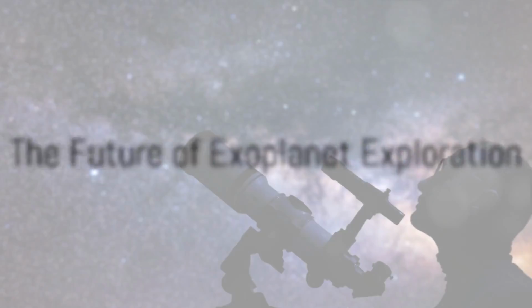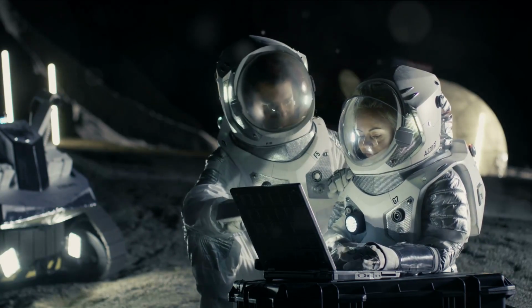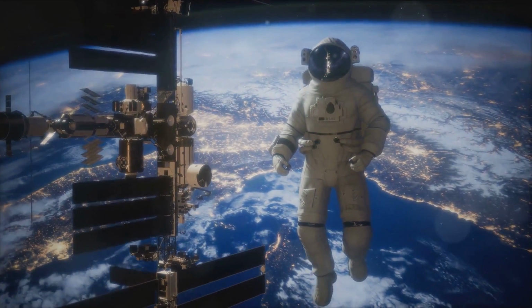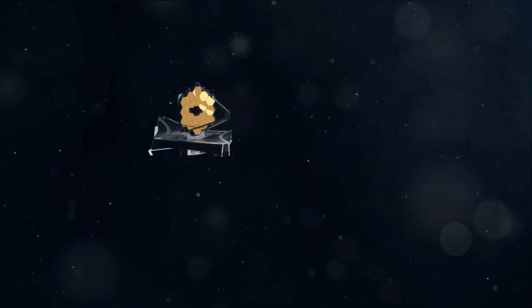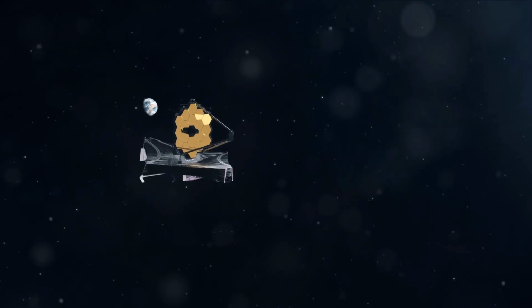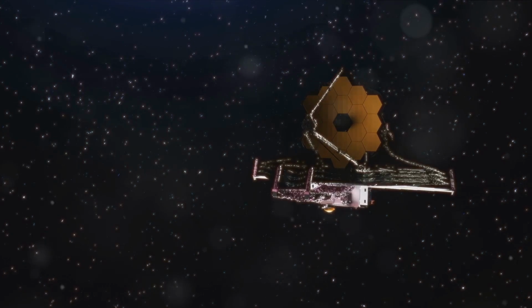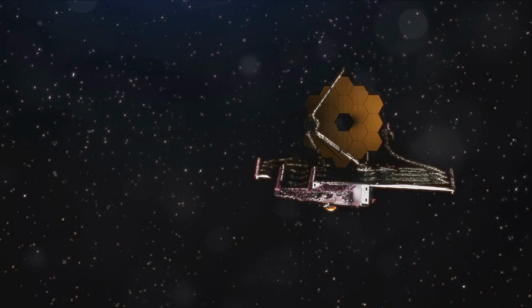As technology advances, so too does our ability to explore the cosmos. We stand on the precipice of a new era in exoplanet exploration, one that is fueled by remarkable technological advancements and the relentless pursuit of human curiosity. One of the most anticipated advancements is the James Webb Space Telescope, set to launch in the near future. This marvel of engineering promises to revolutionize our understanding of the cosmos.